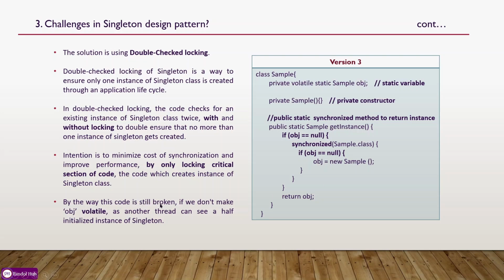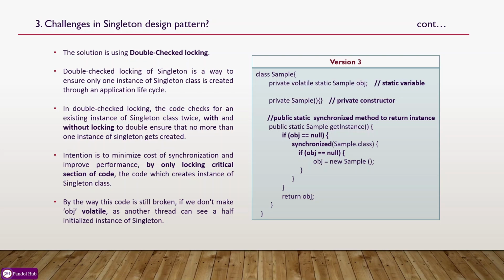By the way, this code is still broken. They say that even this code can be broken if we don't make the object volatile, as another thread can see a half initialized instance of the singleton. So what this means is, they say even now this code can be broken in version 3. How can it be broken? For example, I said that this synchronized block can be accessed only by one thread at a time.